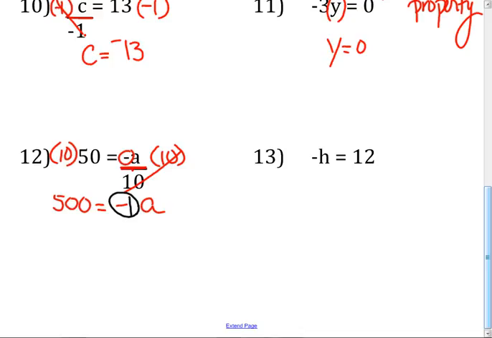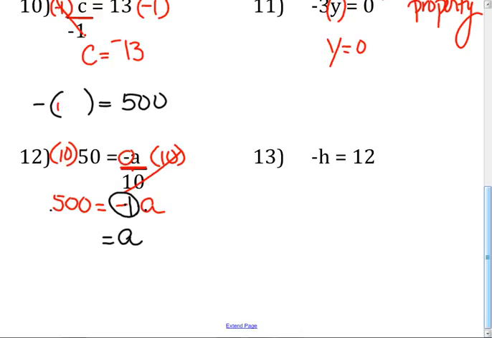Does anybody know what the answer is going to be? What does a have to be? I want a positive 500. What number does this have to be? This is going to change whatever number's in here to a positive. To its opposite. So that one. The opposite of what gives me a positive 500? It's the only thing I could put in there and make that true. Josh? What can I put in there to make that true?